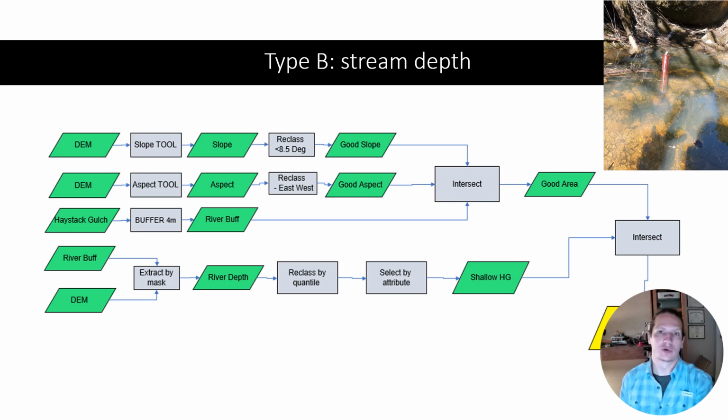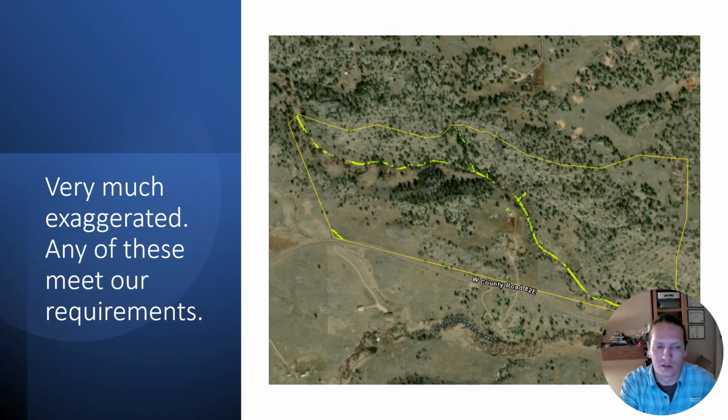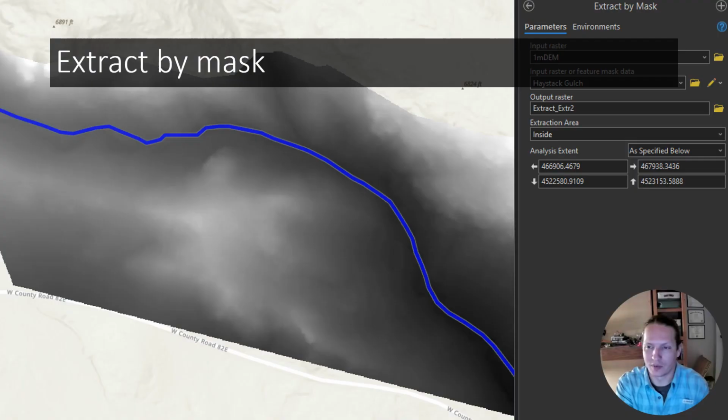So what we're doing is extracting the DEM along the river's path. It's the bare earth DEM, so we know the depth of the water channel, and we're only taking the deepest part. So here is every point along that river that met our suitability that was in Haystack Gulch. That's not really what we're looking for. There's way too many points to mess with.